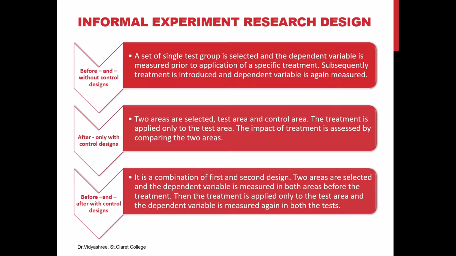Let us understand this with an example. Suppose there are two lands and the researcher wants to measure the yield of the crop. What he is going to do is select one area or one land as the test area and apply certain fertilizers. For the other area, he is not applying any fertilizers.